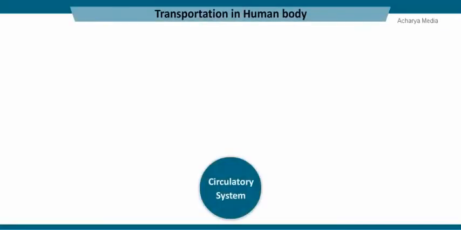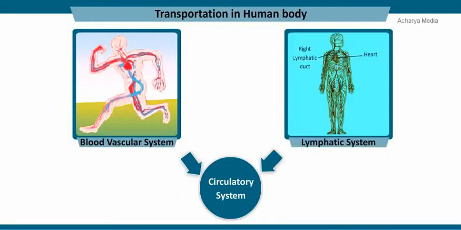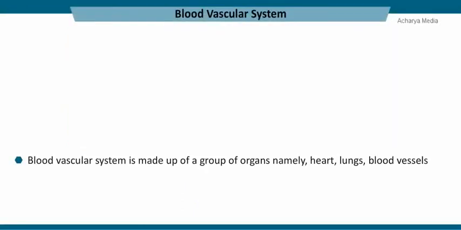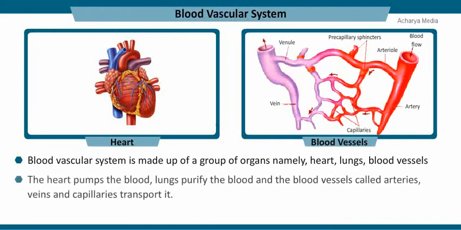The circulatory system is the human body's transport system. There are two vital circulatory systems in the human body, the blood vascular system and the lymphatic system. The blood vascular system is made up of a group of organs, namely the heart, lungs, and blood vessels. The heart pumps the blood, the lungs purify the blood, and the blood vessels called arteries, veins, and capillaries transport it.